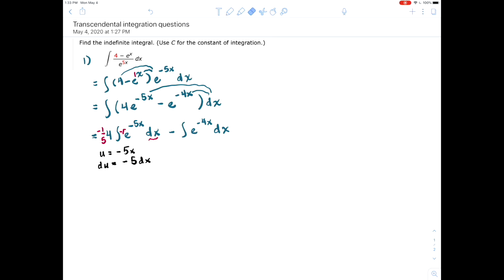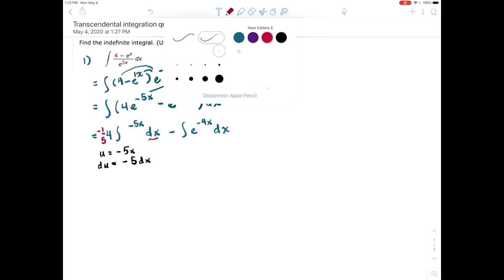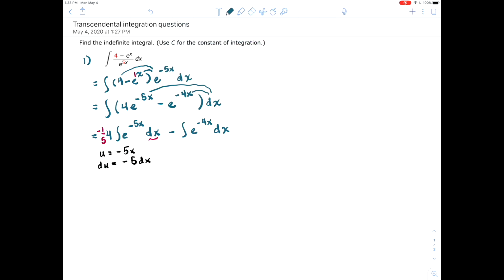Sorry, I'm smashing this a little bit. I'll put the negative 5 right here. And then we can move that minus over. Good so far? So now we have our negative 5 dx, and so that's going to be our du for the very first problem.